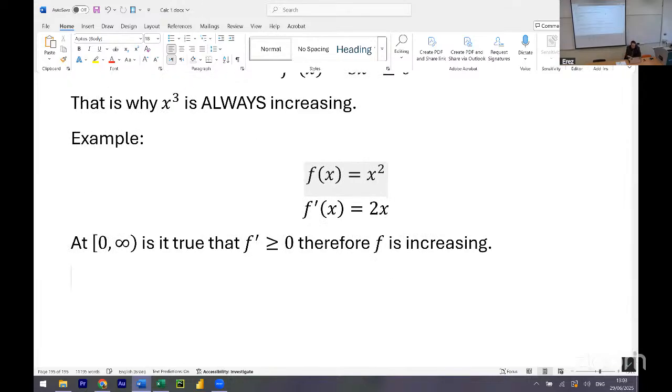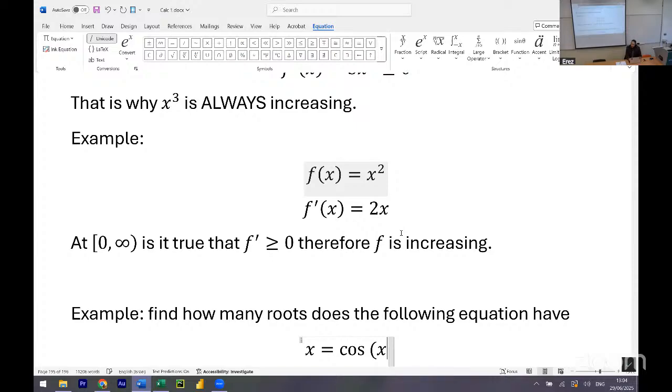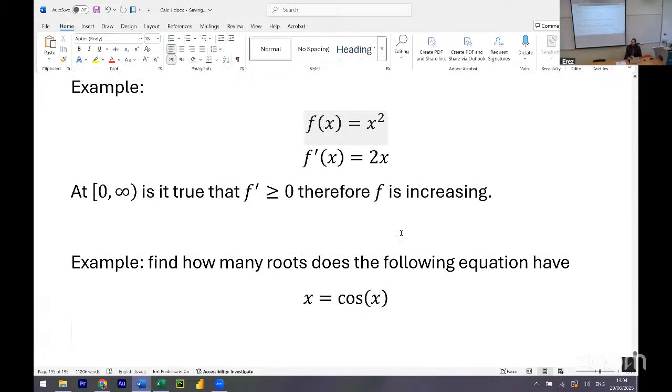Now we can finally solve an analysis question which I like. Example: find how many roots does the following equation have? x equals cosine of x. Roots of an equation are points which are solutions. I'm asking you how many solutions does the equation x equals cosine of x have?